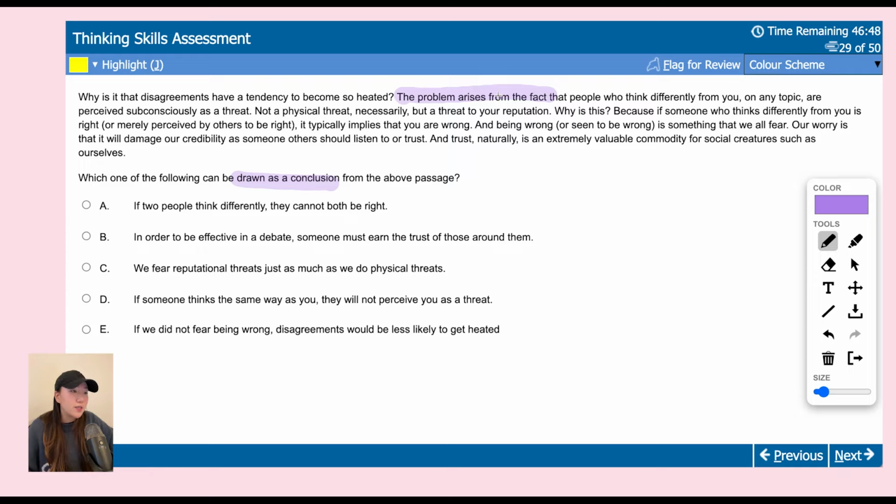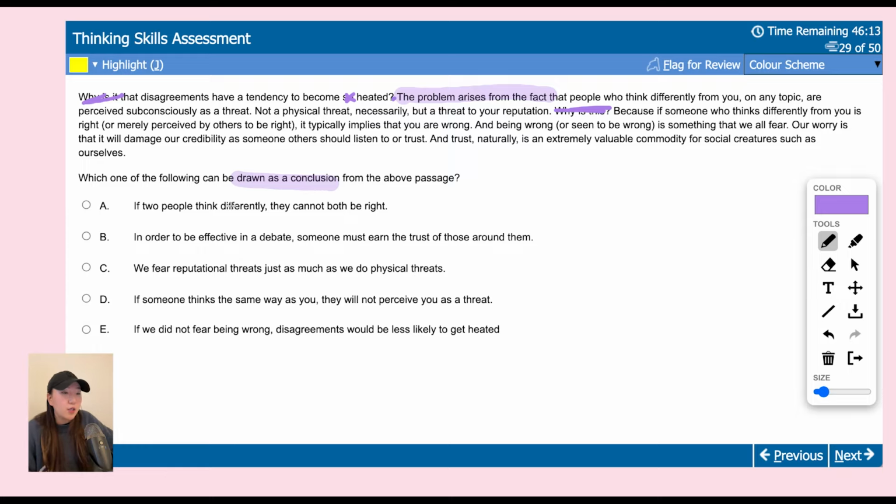So if it just said disagreements have a tendency to become heated, full stop, the problem arises from the fact that people who think differently from you on any topic are perceived subconsciously as a threat, not necessarily a physical one, because if someone who thinks differently from you is right, etc., that's normally how a passage would appear. In this one, they have that kind of invisible "why is this, what is this?" And I personally think thinking about it in that way really clears up where you are in the passage and the argument, and the mechanism of figuring out what the main conclusion or main argument is.